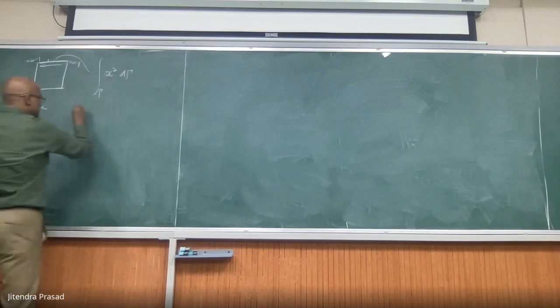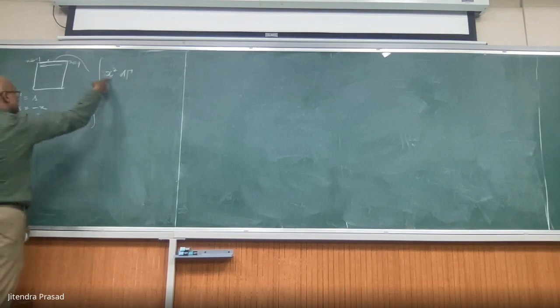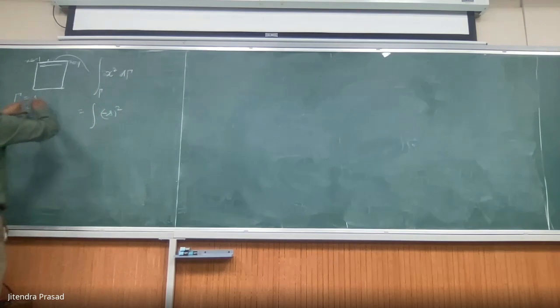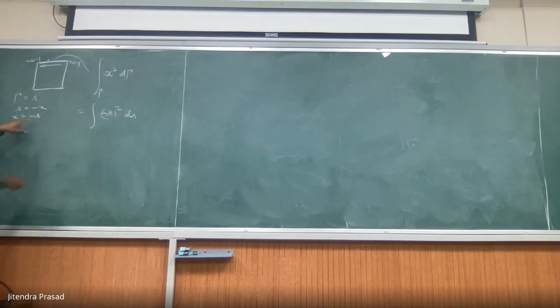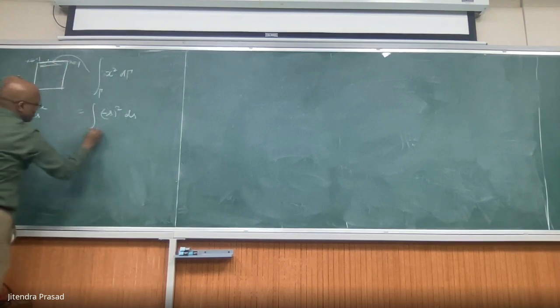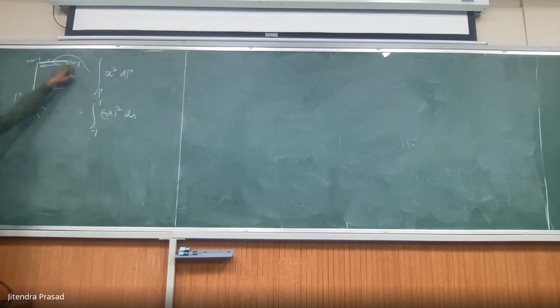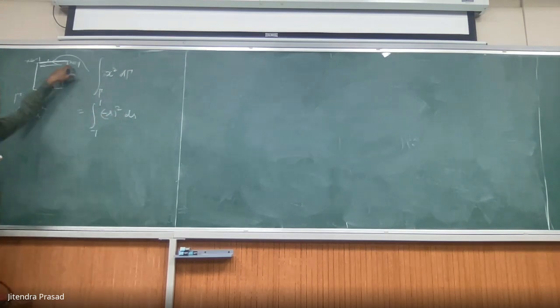So in terms of s, I will put x square as minus s square, and this will be our ds. Now in this case our s direction is going from -1 to 1 only. So this will be equal to the integral of minus s square ds, like this.